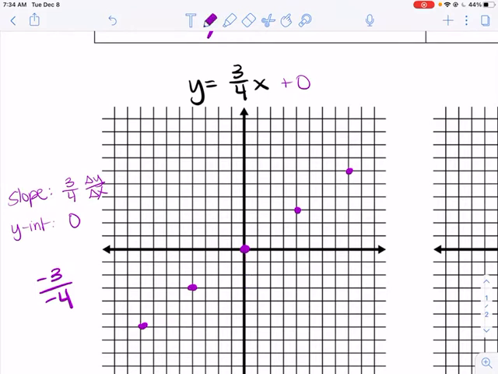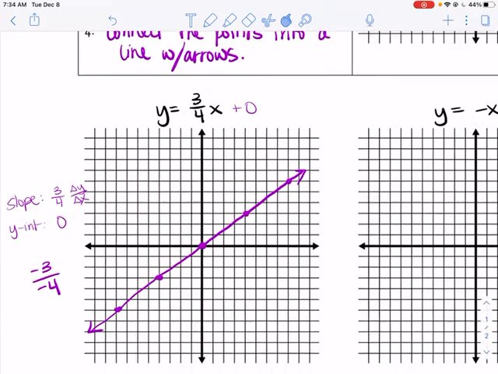Okay, then connect all your points into a line. That one didn't come out very straight. Let's try it again. Okay, whew. Well, we tried. It's pretty straight, but there are some wiggly parts. Okay, so that's how you do that type: if it doesn't have a b after it, the b or the y-intercept is just 0.